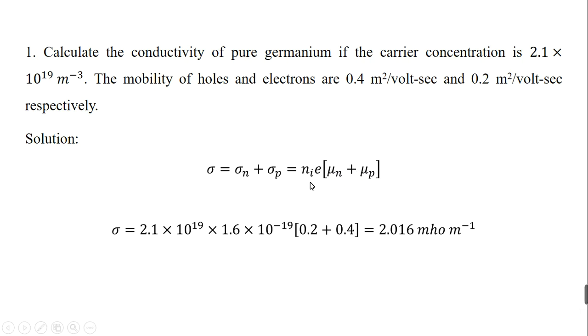Okay, so all the values are given to us. N is given. Okay, mobility of holes is given, mobility of electrons is given. So substitute all the values, you will get the answer as 2.016 mho per meter. Okay, mho per meter. Okay, so next problem.